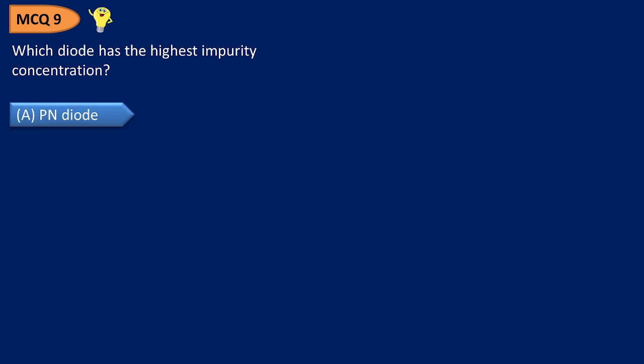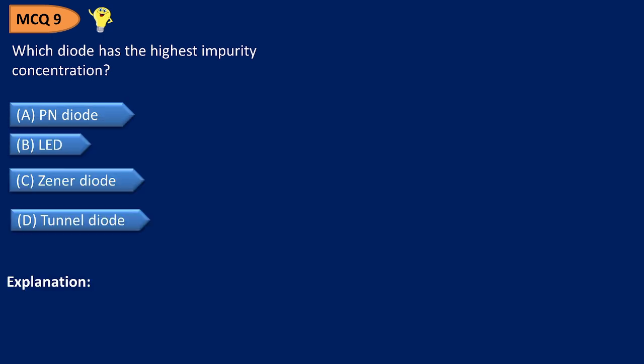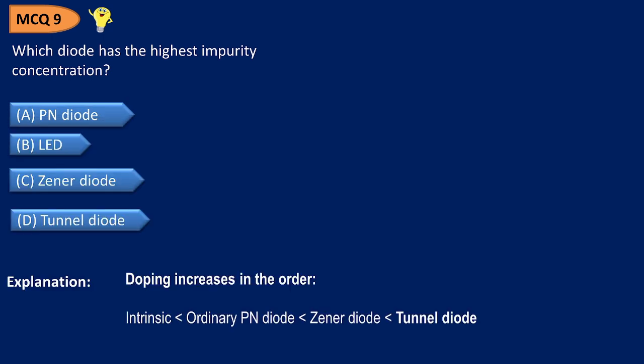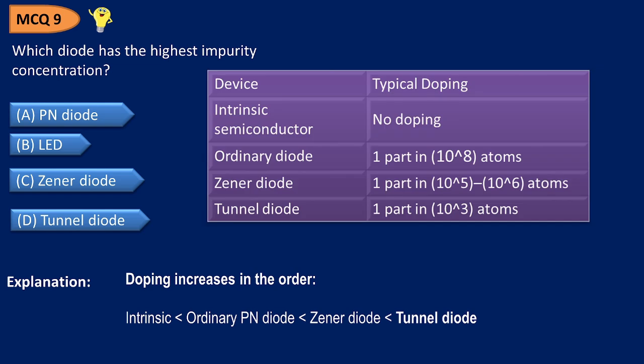Okay, so next, MCQ 9. Which diode has the highest impurity concentration? In the previous MCQs we discussed that a tunnel diode is heavily doped, and I also discussed its doping concentration. So that's why the tunnel diode is the diode with the highest impurity concentration. So the correct option is D.